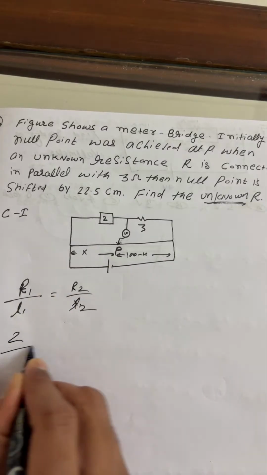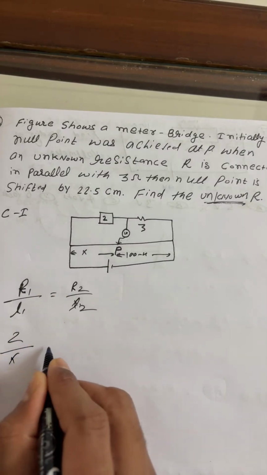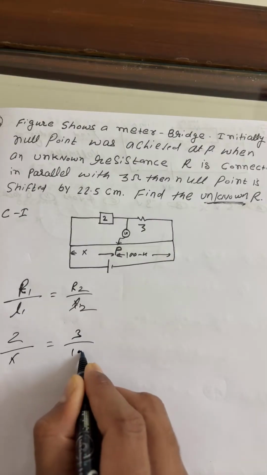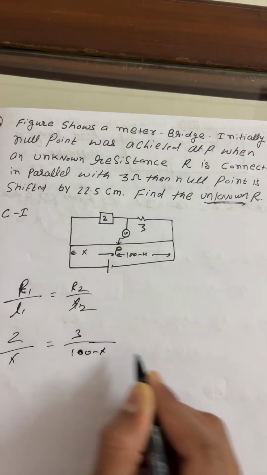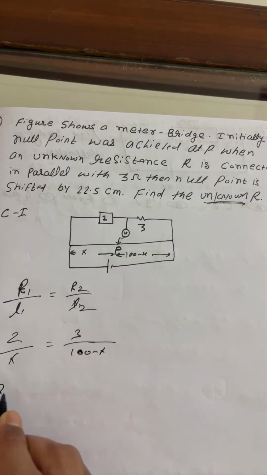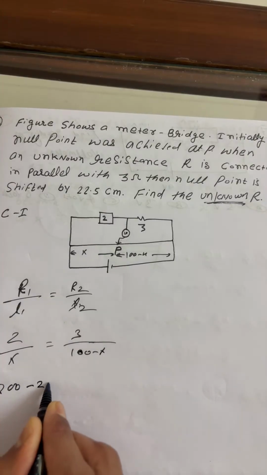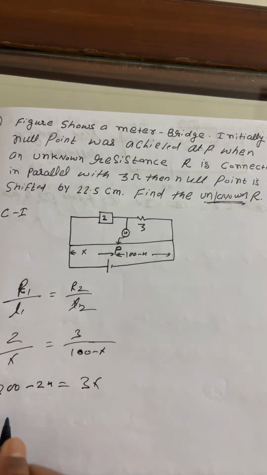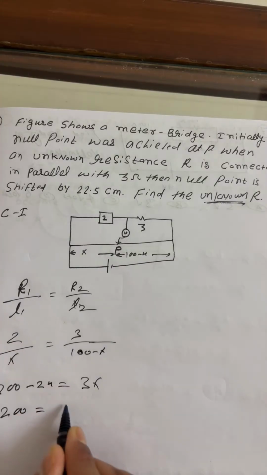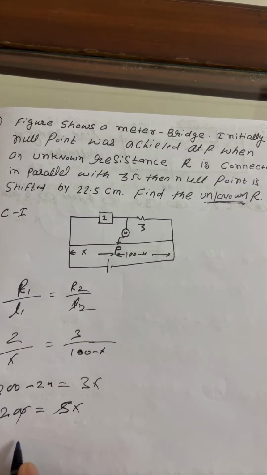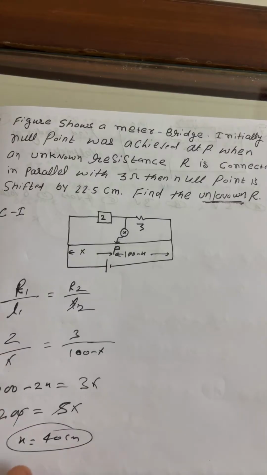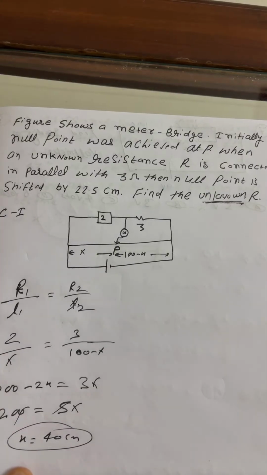R1 is 2, L1 is x, R2 is 3, and L2 is 100 minus x. We will get x from here. Cross multiply: 200 minus 2x is equal to 3x. So 200 is equal to 5x, and what will we get? x is equal to 40 centimeter. This is the one I found for case number one.